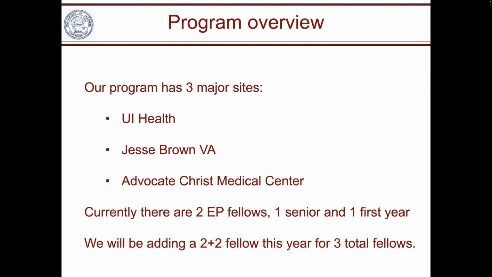So just as a baseline, our program has three major sites: UI Health, the Jesse Brown VA, and Advocate Christ Medical Center. Currently, we have two electrophysiology fellows, a senior second year and a junior first year fellow. Alejandro was one of our second year senior fellows that you just heard from. In addition to these two spots, we'll also be adding a 2+2 fellow this year for a total of 3 EP fellows for this coming year. This 2+2 program is a new program that's onboarding nationwide in certain programs, including ours.